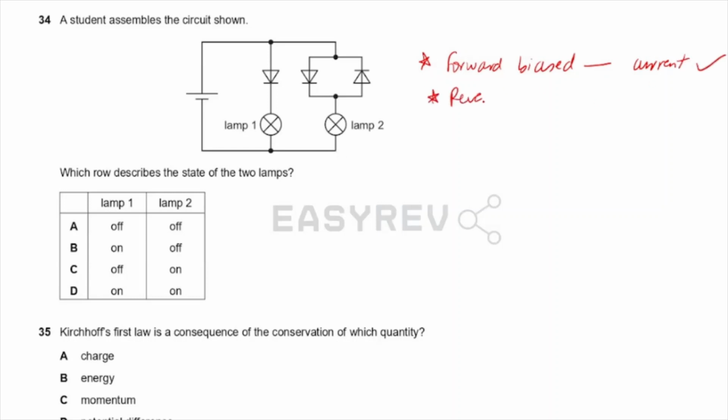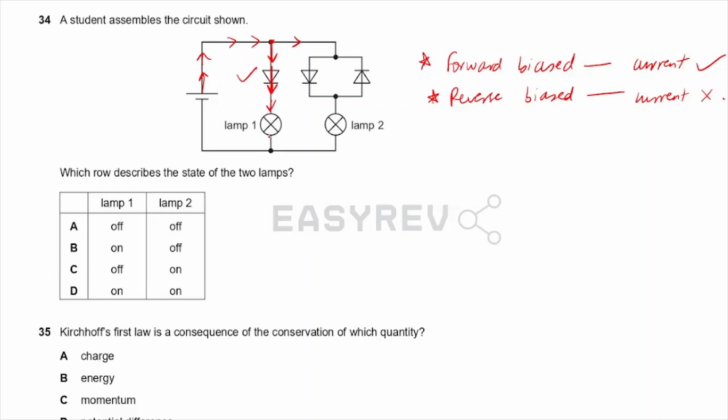Whereas in the reverse bias setting, current will definitely not flow. So with this in mind, we'll basically follow the conventional current direction. So out of the positive terminal, at this junction, current will split. So let's first see what happens through lamp 1. Through lamp 1, you can see that the diode is indeed forward biased.